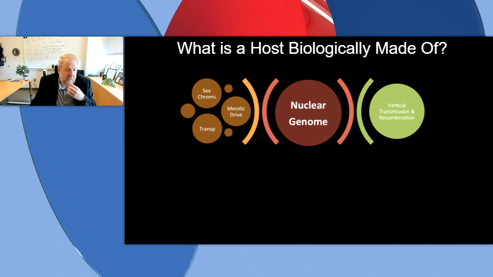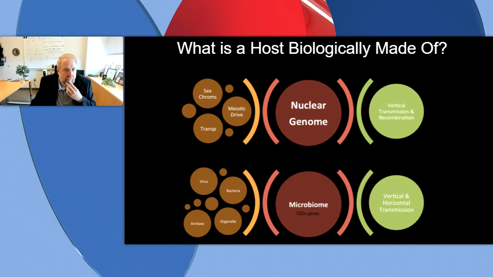And finally, I'll just end with some high level thinking on what a host is biologically made of. We tend to think about things from the nuclear genome perspective, which is composed of all sorts of helpful and also parasitic genes like meiotic drive elements and transposons. For the most part, the nuclear genome is vertically transmitted, but gets shuffled through recombination. If we integrate this more holobiont level thinking and put the microbiome into the host as what makes it up biologically, I think we end up with a more complete picture.